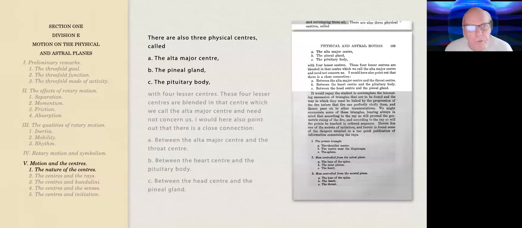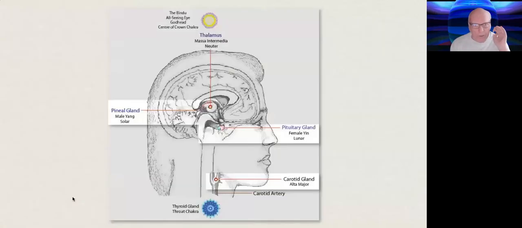So first, there are also three physical centers called A, the alto major center, B, the pineal gland, and C, the pituitary body. These are the three highest physical centers. Pineal and pituitary are dense physical glands recognized by medical science, whereas because the alto major exists only in etheric matter, it is not recognized by science.